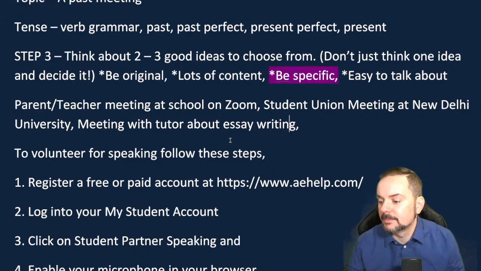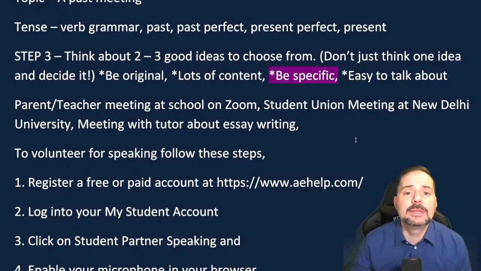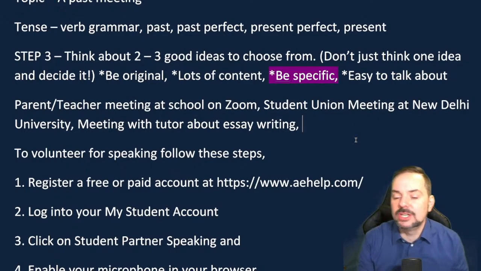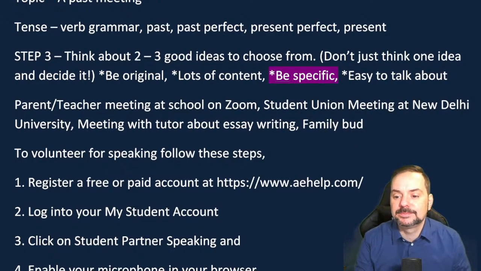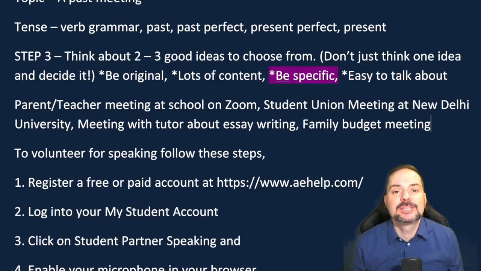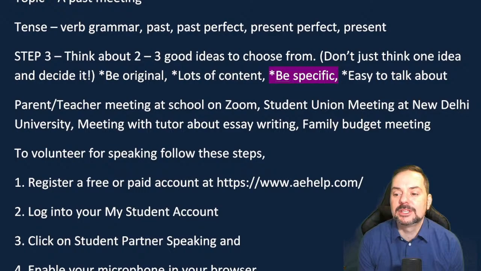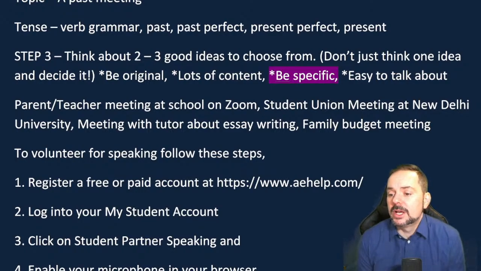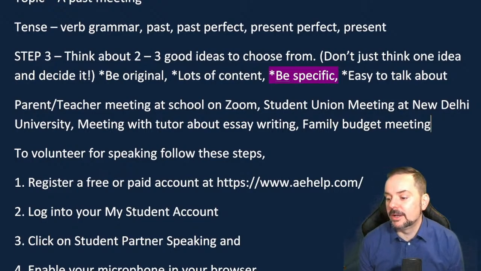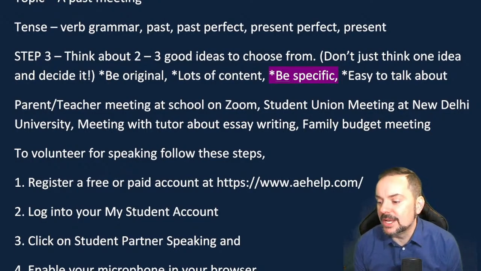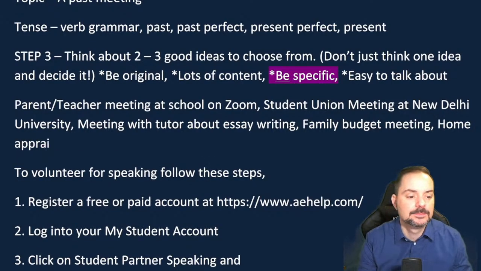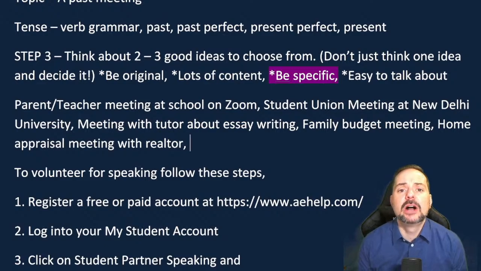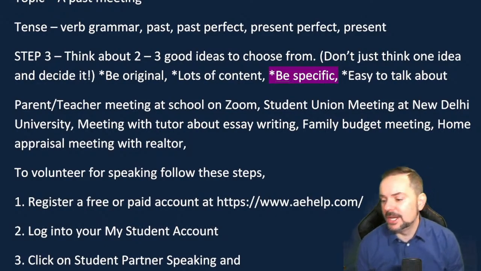Okay, good. All right. Baljit says family budget meeting. Okay, again, Baljit, family meeting is a good start. Think specific, so like a family budget meeting. Okay, how everybody is spending money in the family, what the family is spending money on, so that the family knows the finances. That's a very, very good kind of thought there. Jyoti says appraisal meeting. Home appraisal meeting with the realtor. Very good. Okay, lots of great ideas coming up here.